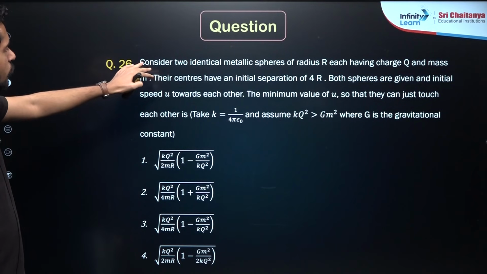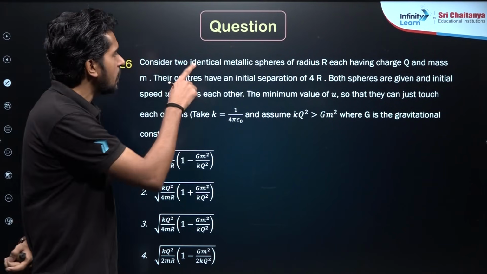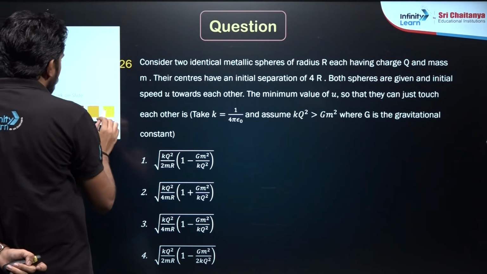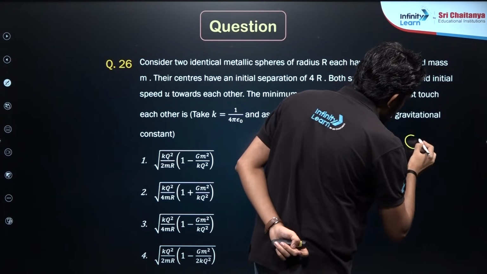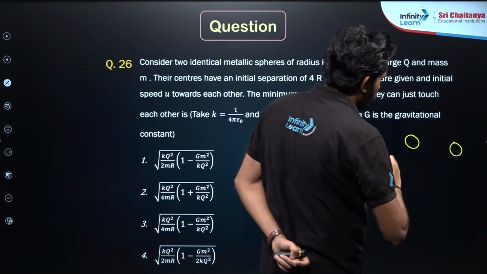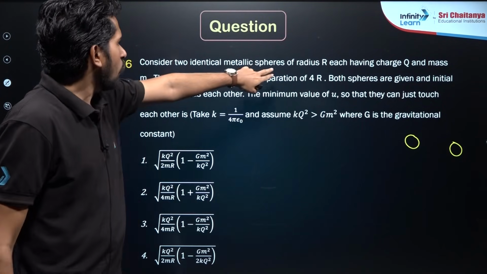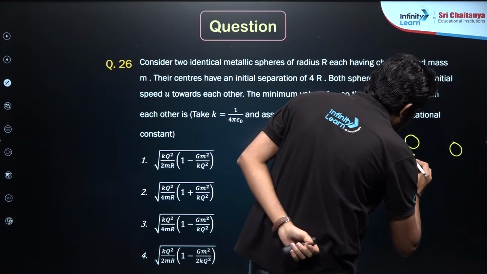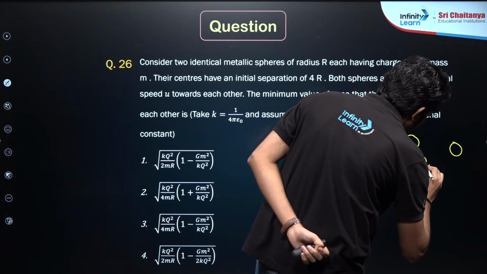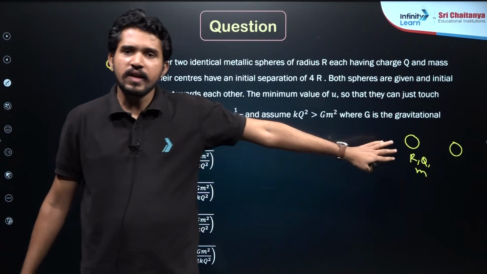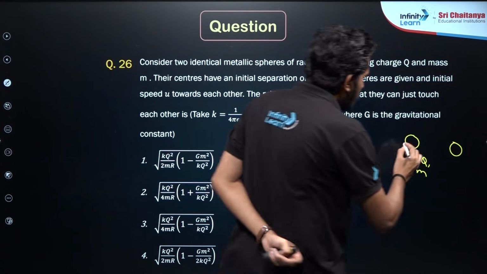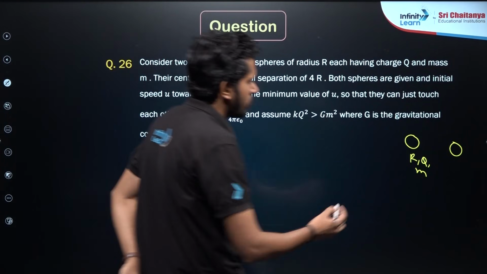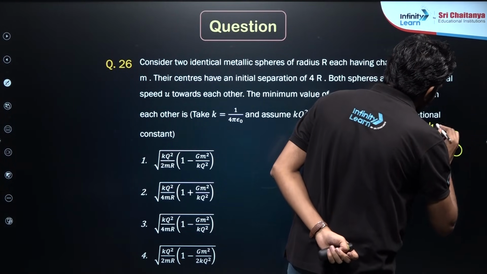In question number 26, we have two identical metallic spheres, sphere number 1 and sphere number 2, each of radius r, charge q and mass m. Both have the same quantities. The question says their centers have an initial separation of 4r.